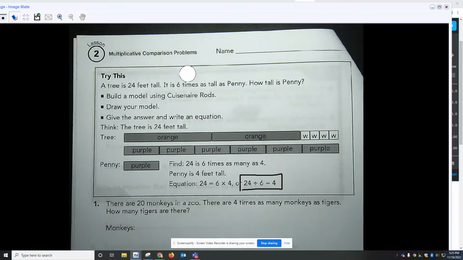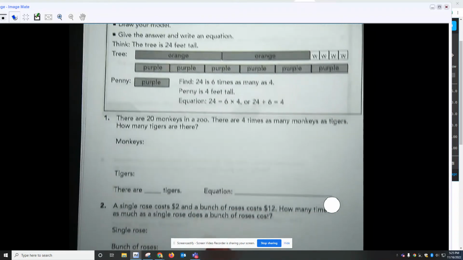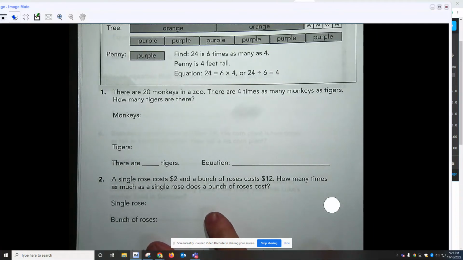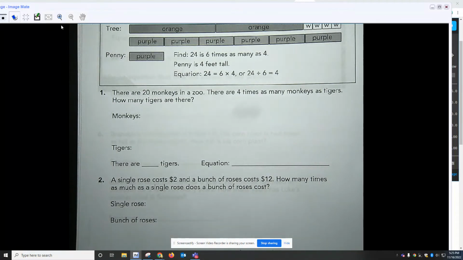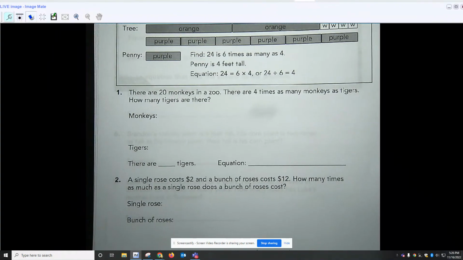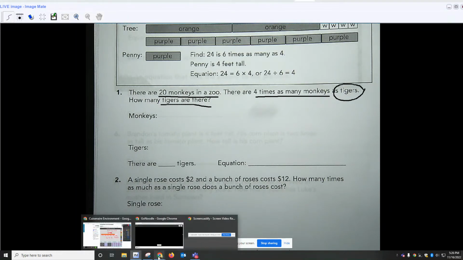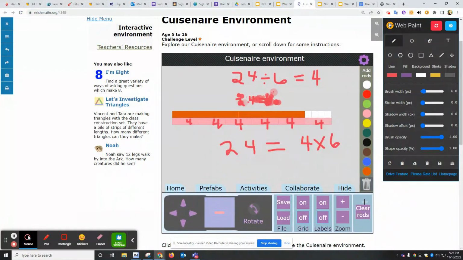Erase this. I want to try one more problem with you, and then I want you to finish this packet up on your own. I'm going to try this number 1. Okay, so when I'm reading this, I see that there are 20 monkeys in the zoo. There are 4 times as many monkeys as tigers. How many tigers are there? So again, I am going to build 20 monkeys. I go back to my Cuisenaire rods. I'm going to clear this.